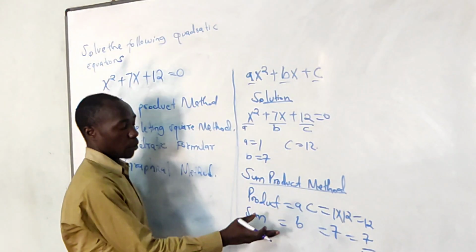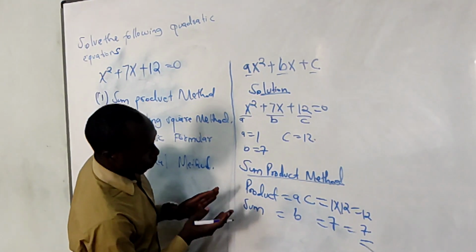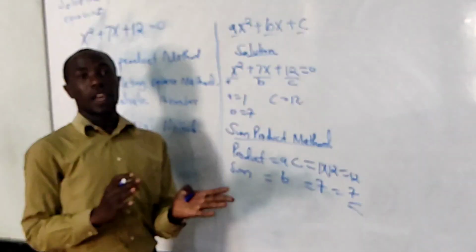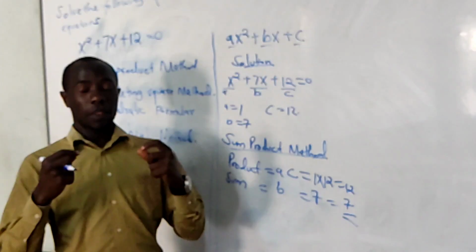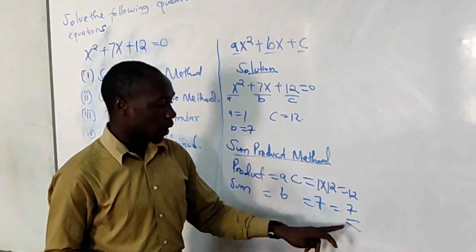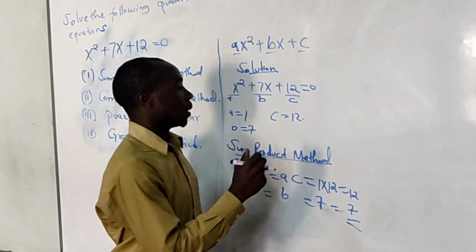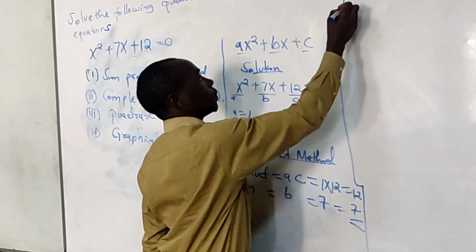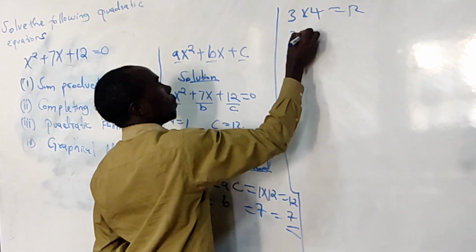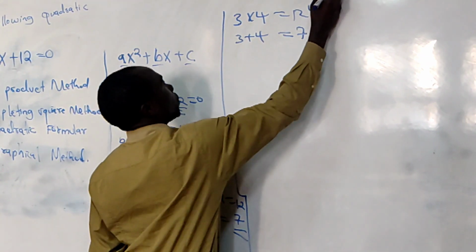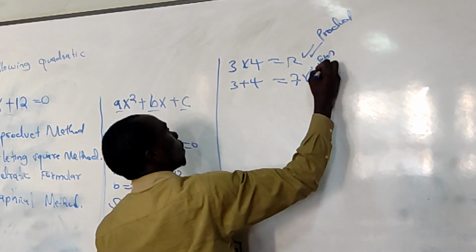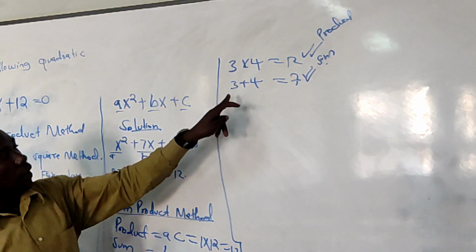So how are we supposed to come up with a solution? You ask yourself, which two numbers, if I multiply, will give me 12, and if I add, will give me 7. So in sum product method, one of the things we're going to do is to propose, or rather guess, two numbers, but these numbers must be correct. You only have two sets of numbers. First one will be 3 times 4 equals 12, and then 3 plus 4 will also equal 7. So this satisfies the product, and this satisfies the sum. So our two numbers are 3 and 4.